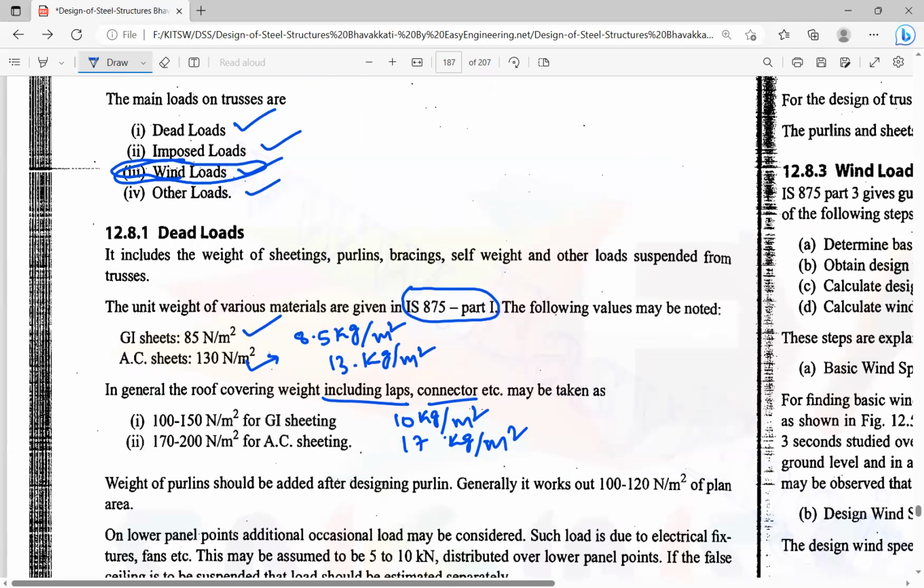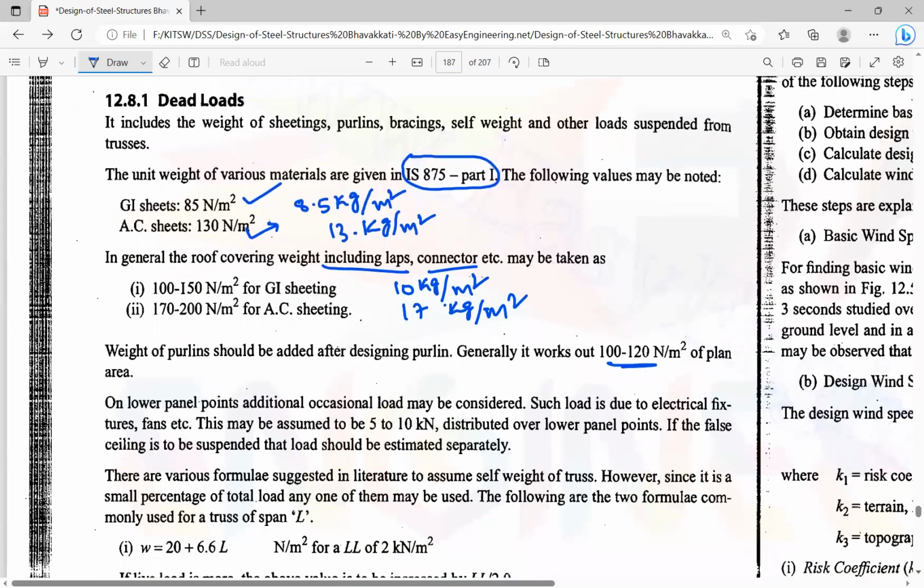Now the weight of purlin should be added after designing the purlin. So the design works out to 100 to 120 Newton per meter square of plan area. So like that we are going to calculate the dead load, right?